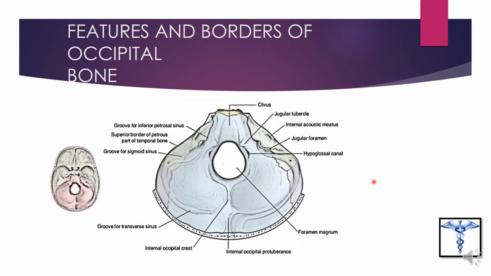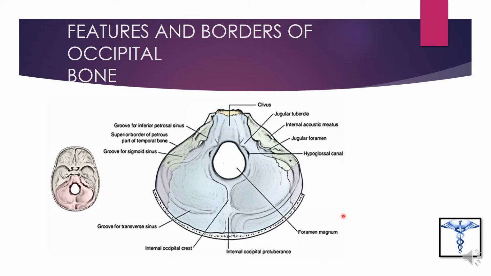So here you can see the posterior cranial fossa. We are going to discuss its features and borders. Anteriorly is the superior border of the petrous part of the temporal bone, while posteriorly is the inner surface of the squamous part of the occipital bone. Laterally is the mastoid part of the temporal bone. Centrally placed is the foramen magnum.